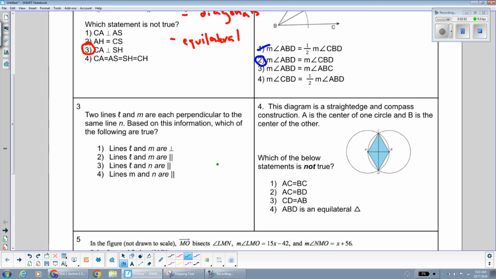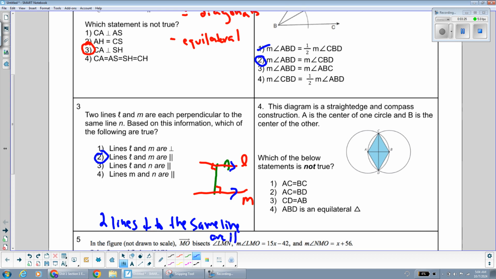If we have a line N and both lines L and M are perpendicular to this line N, then L and M have to be parallel to each other. Two lines perpendicular to the same line are parallel.